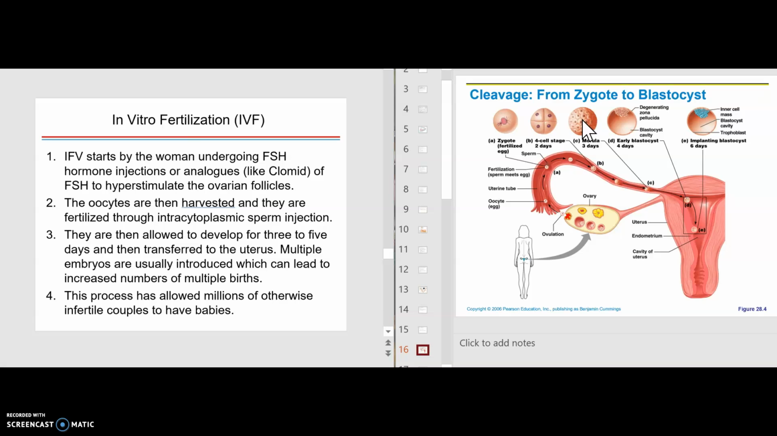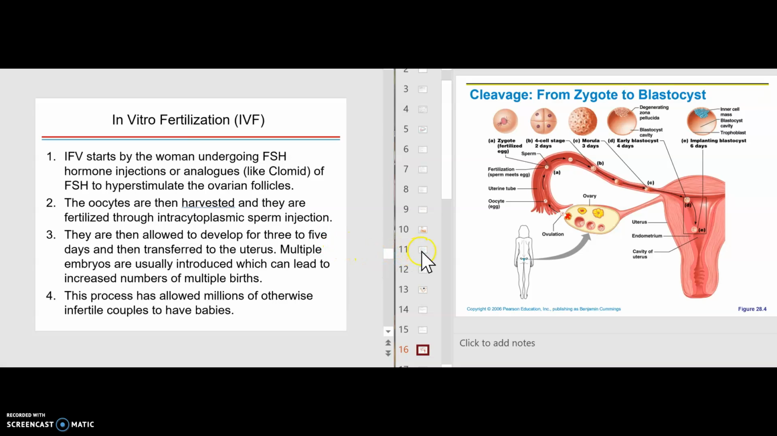Then the cells are going to start to do migration. And when they start to do migration, this right here, see the degenerating zona pellucida, this right here will be called the inner cell mass, okay? The inner cell mass, or the embryonic disc, some call it. And this is where the baby will develop from. And this is the chorionic area here. This is the blastocyst cavity. Okay, so we're coming down. All right.